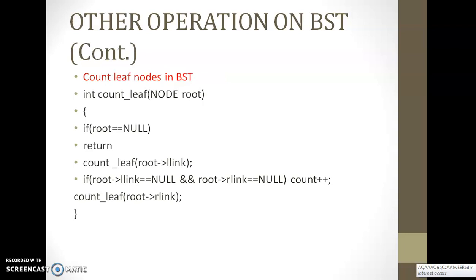We get the number of nodes in the binary search tree. Then count leaf nodes. How to find the leaf node? When the node does not contain any left child and does not contain any right child, that time you can say it is a leaf node.